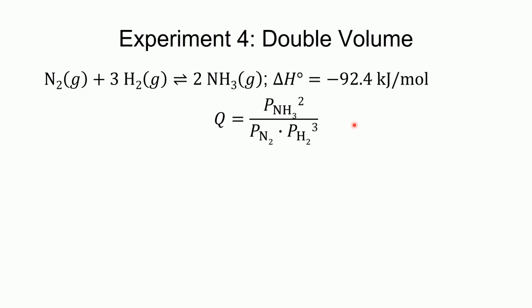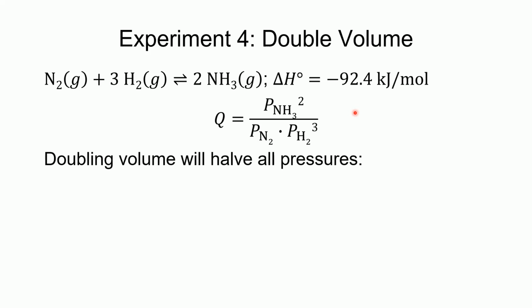So here on the next slide, we are going to double the volume. By doubling the volume, we will cut all of the pressures in half. So these will all become 0.5. Instead of going up to 2, they'll go down to 0.5. Well, 0.5 squared divided by 0.5 and also divided by 0.5 cubed, that's going to give us a value of 4. So if Q is equal to 4, now Q is greater than K.